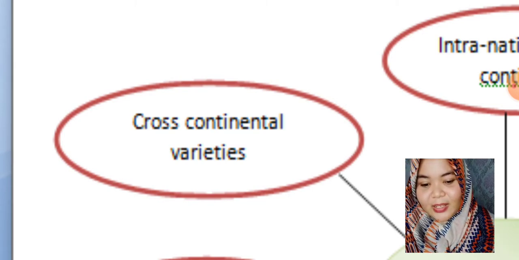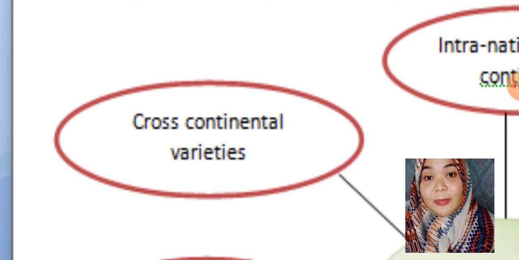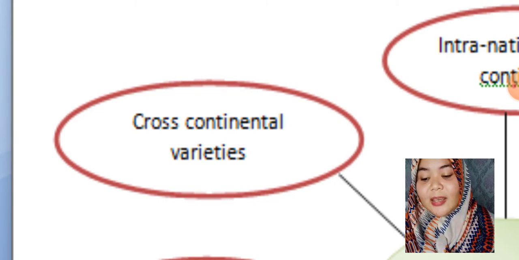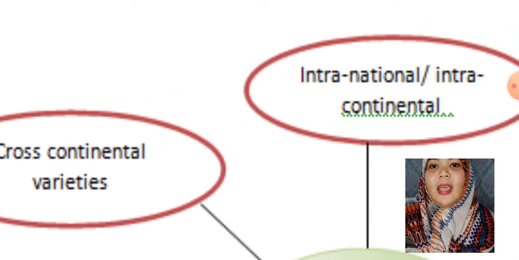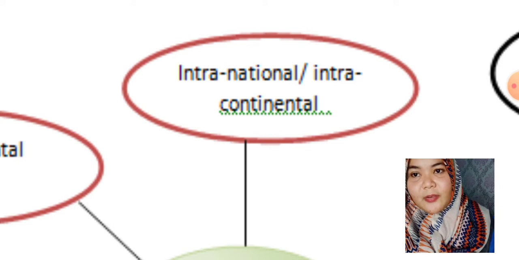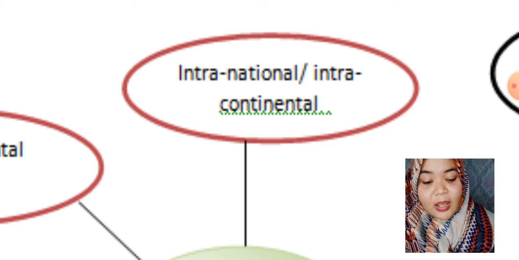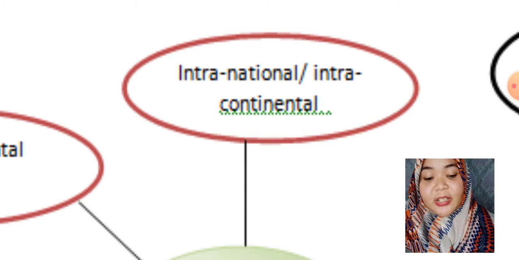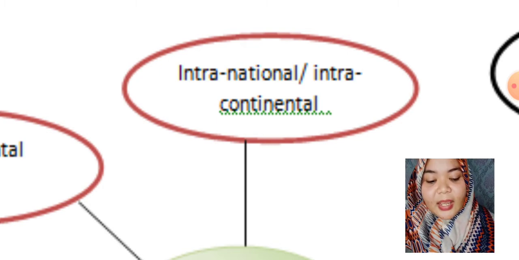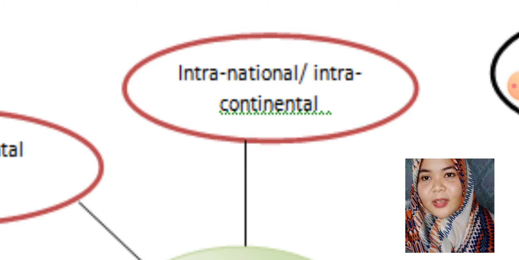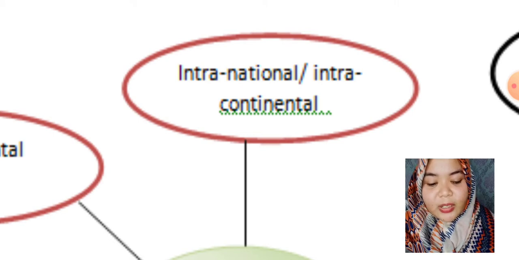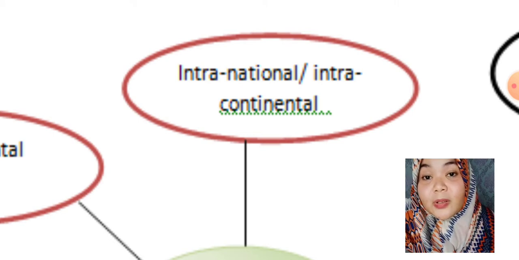They are two different languages, but mostly similar because they live in a very near area. And the last one for the regional variation is the intranational and intracontinental variation. It is a variety that could indicate people's country.